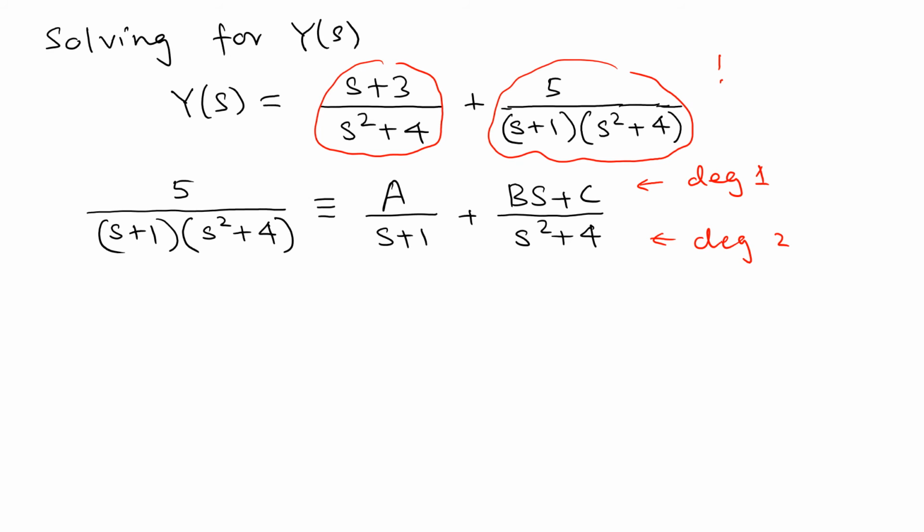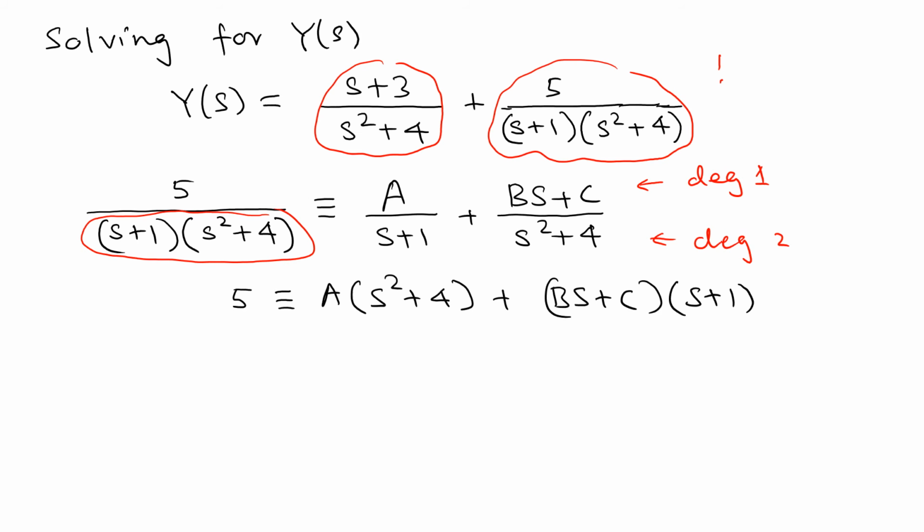Now we have three unknowns, so we can use the standard argument to find them. We multiply both sides by this factor. Now the question is how to find A, B, and C. We normally use the hybrid technique for this. What is a hybrid? You use the substitution method as much as you can first, and then you use coefficient equating. You equate all those coefficients.